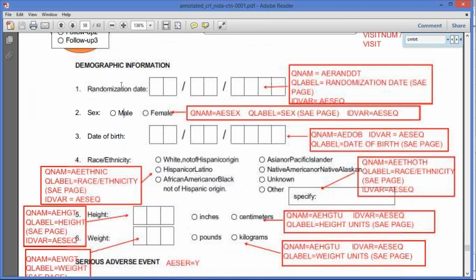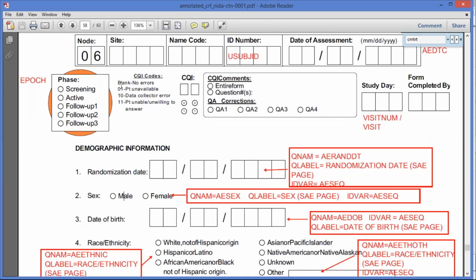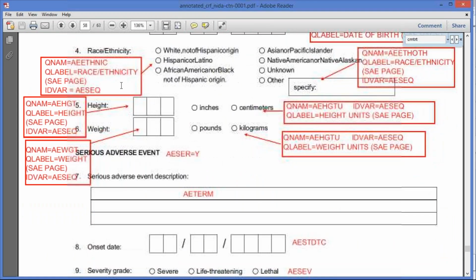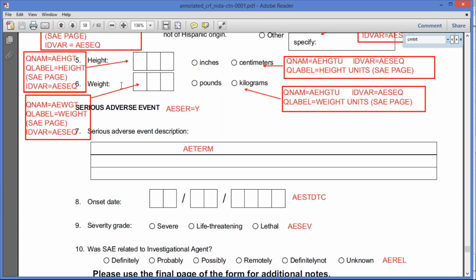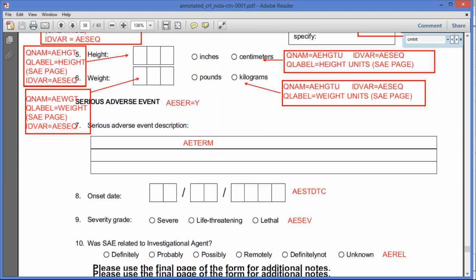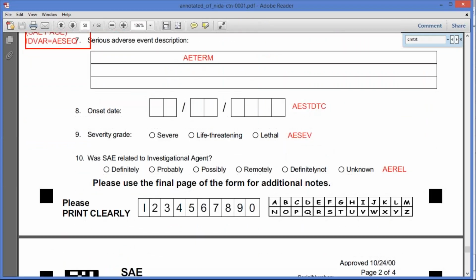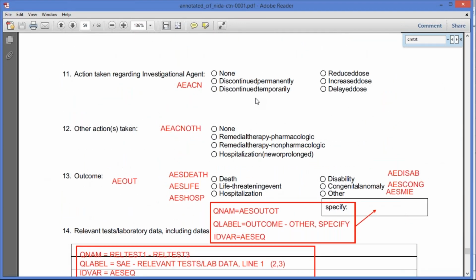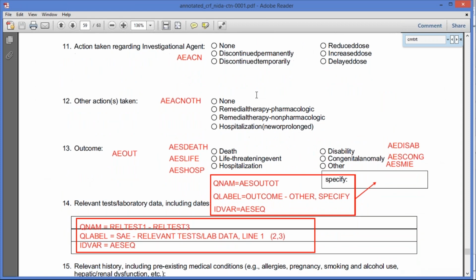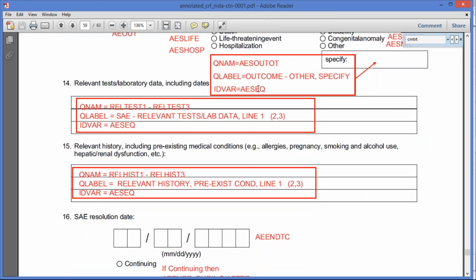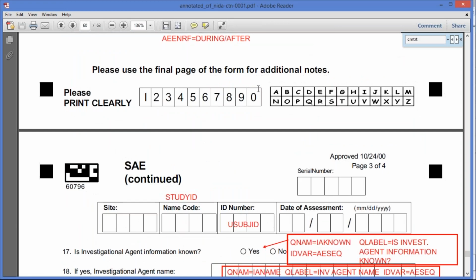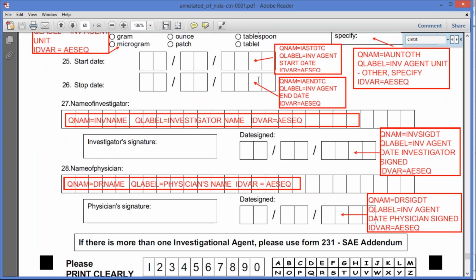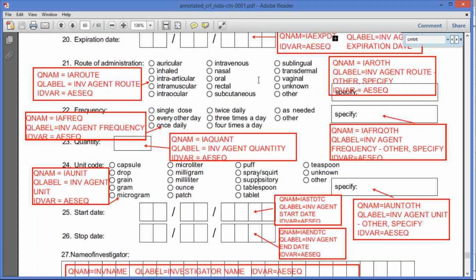When you're collecting a serious adverse event, we include the general details of the patient, product details, event details. Serious adverse event onset date, severity grade, was it related to the product, relatedness. Almost the same as adverse effect details. See action taken, outcome, relevant lab test, pre-existing conditions, resolution date. Product details: start date, stop date of the product, frequency, quantity, route of administration and all.